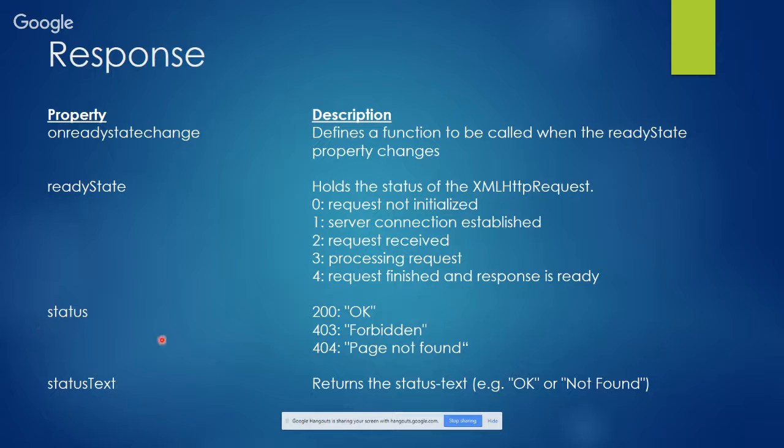Then there's the statuses, and we're usually familiar with the 404 page not found. There's a whole list of these that I wasn't able to fit on this screen, but these are the general top three or four ones. So the 200 is if it's okay, 403 if it's a forbidden request, and then page not found on a 404. And then your status text returns the status as a text value.